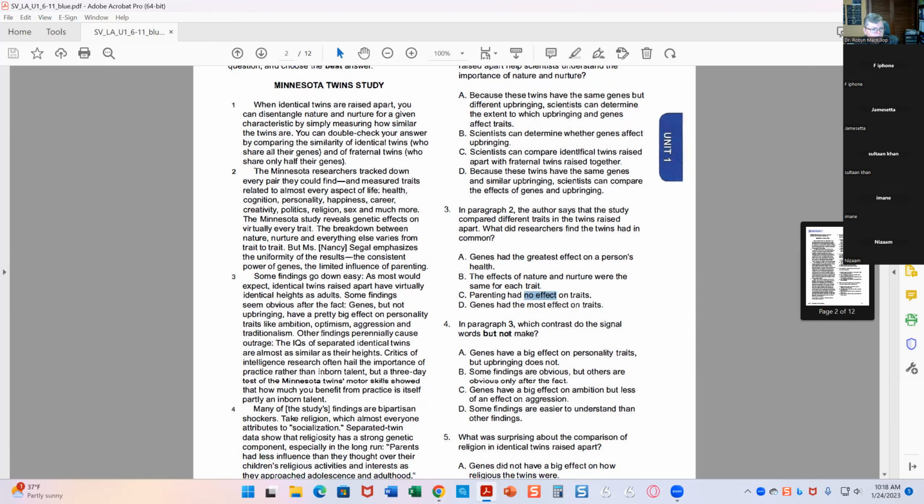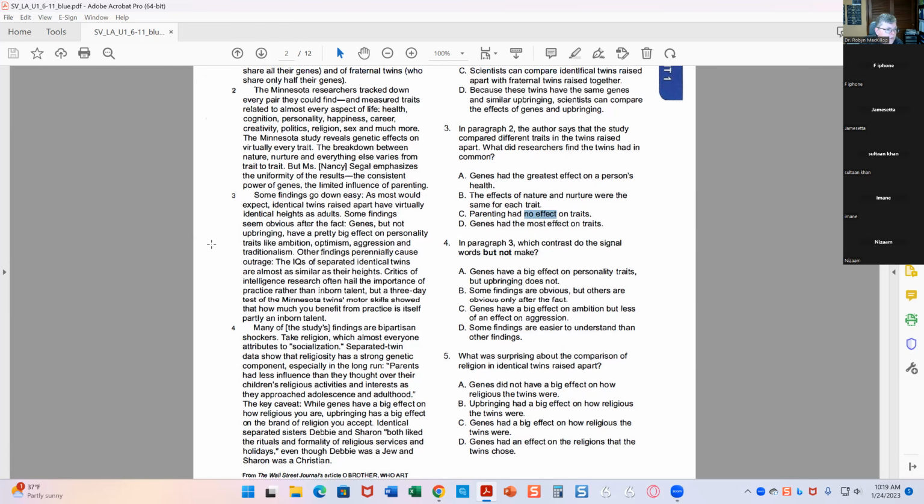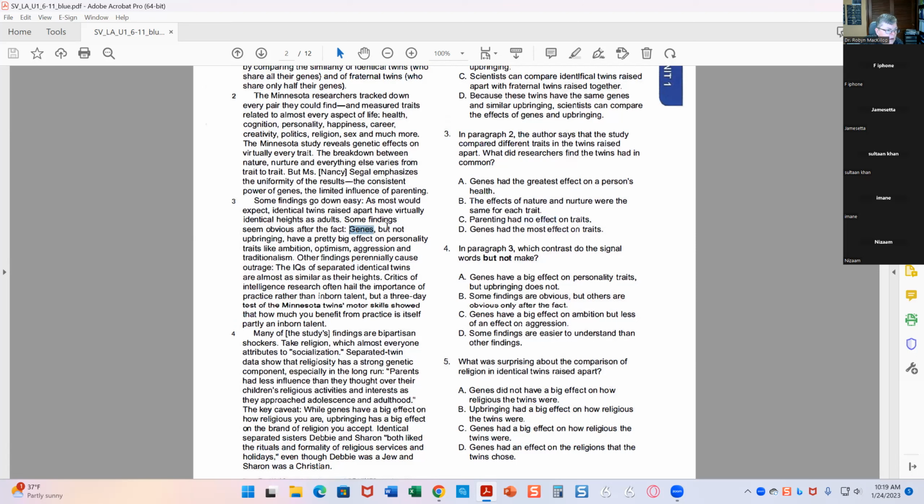All right, let's look at number 4. In paragraph 3, which contrast do the signal words but not make? So this is not a question I like. I do not like these kinds of questions. They're asking you to figure out why the author used certain words. And that shouldn't be your job in this test, but it happens once in a while. So let's find where it says, but not. Here we go. Genes, but not upbringing, have a pretty big effect on personality.